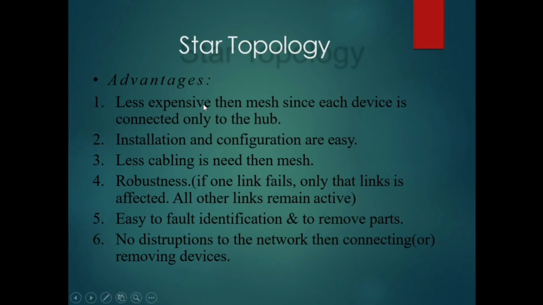Now we have some advantages of a star topology: less expensive than mesh, since each device is connected only to the hub. Basically, the hub will be the expensive thing you have to buy or install. Installation and configuration are easy. Less cabling is needed than mesh topology. Robustness: if one link fails, only that link is affected, all other links will remain active. Basically it will not affect the other networks.